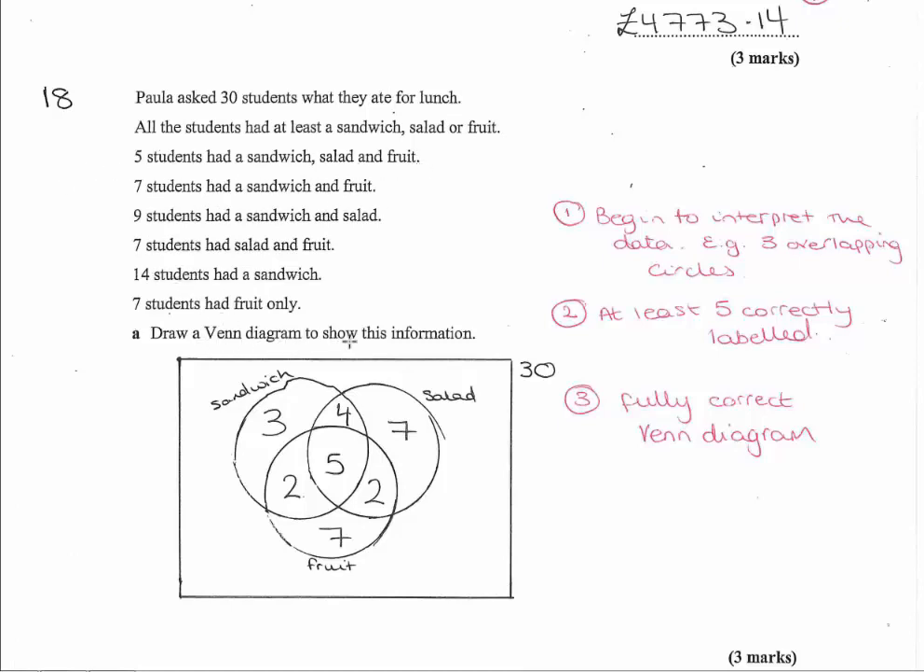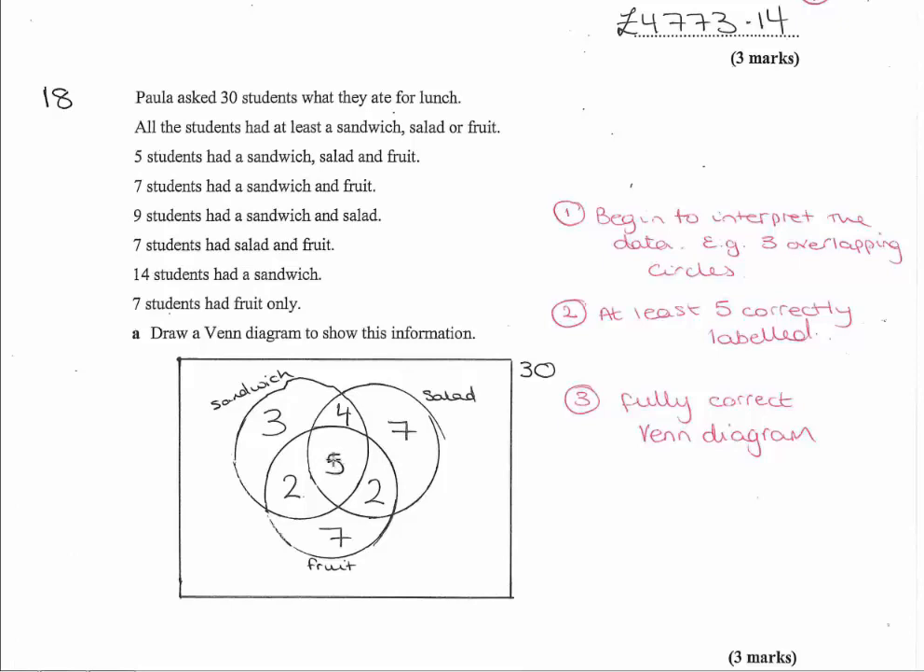Okay, draw a Venn diagram to show this information. So first of all, you get a mark, I believe, if you draw 3 overlapping circles. Now the one to start with is this one here. 5 students had a sandwich, salad and fruit. So 5 goes here, in the place where the 3 circles overlap.